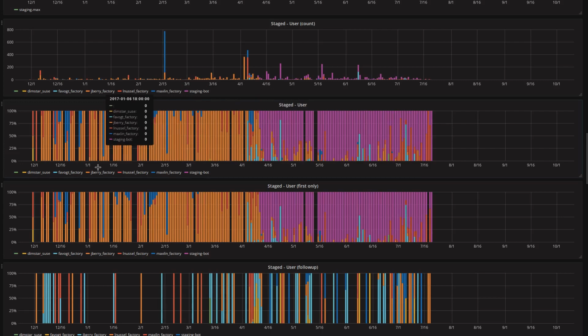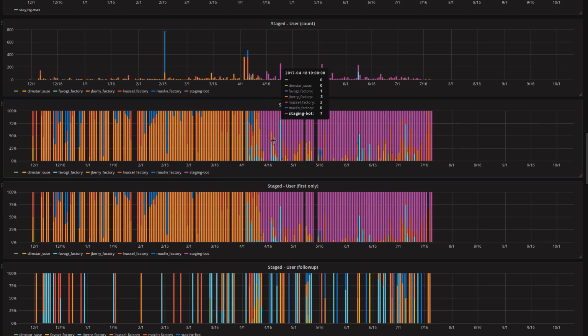Right in here, when this orange takes over from the beginning, I was doing a bunch of the staging, and somewhere in here was when I was enabling the automation as I was starting to develop it. So you can tell that it was taking over here. And then the purple is the staging bot. That's when I formally flipped it over.